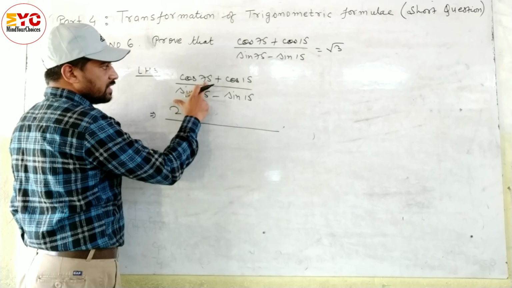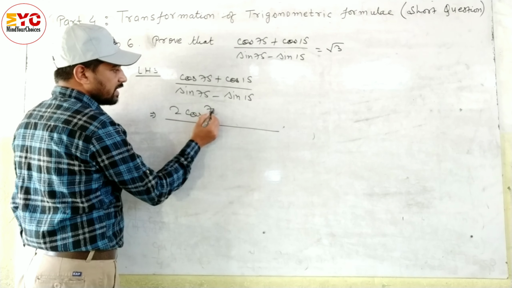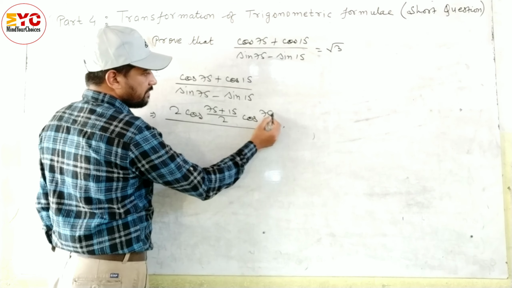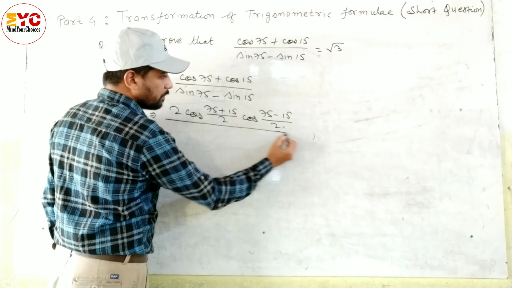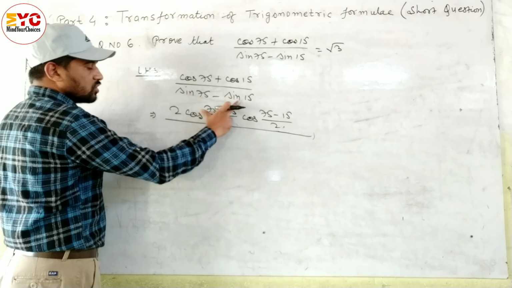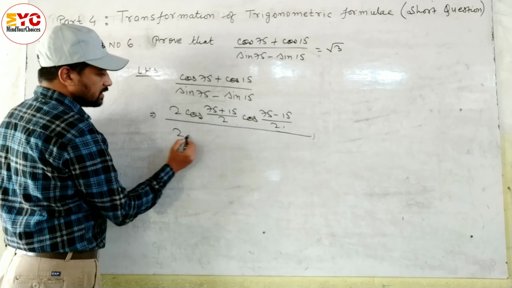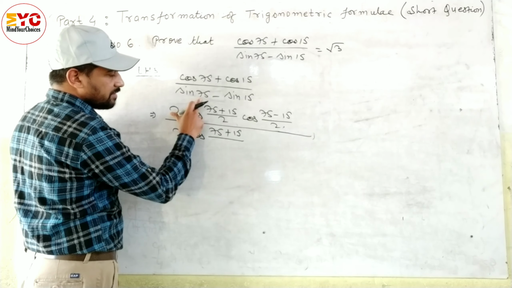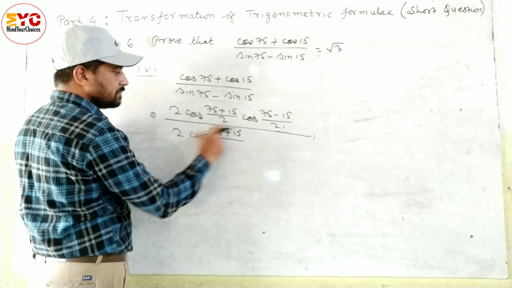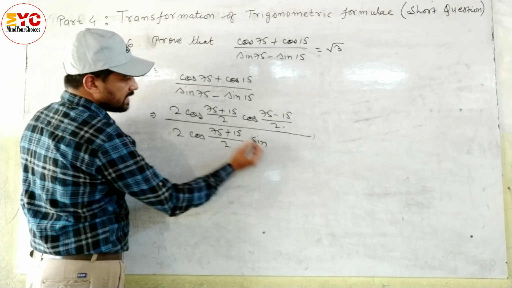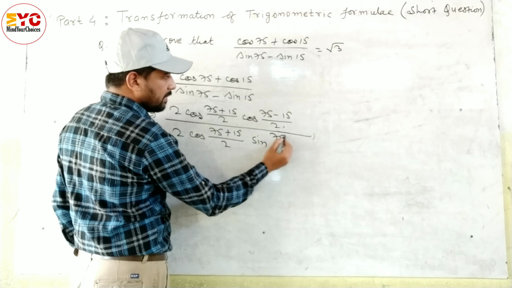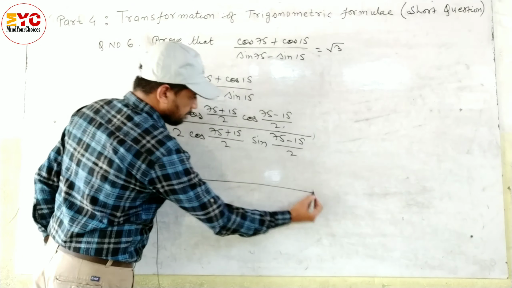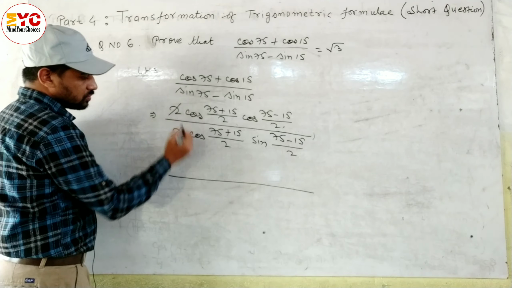Now for cos c plus cos d, use here the formula 2 cos (c plus d) by 2. In the place of c 75, in the place of d 15. So we can write here 75 plus 15 by 2, cos 75 minus 15 by 2. Similarly, the sine c minus sine d formula is 2 cos (c plus d) by 2, with c meaning 75 and d meaning 15, then sine (c minus d) by 2, it means 75 minus 15 by 2.